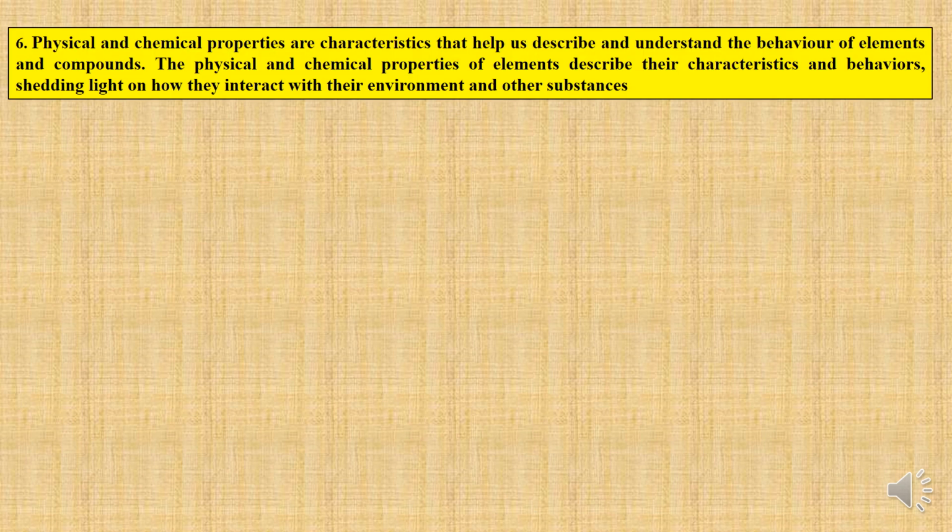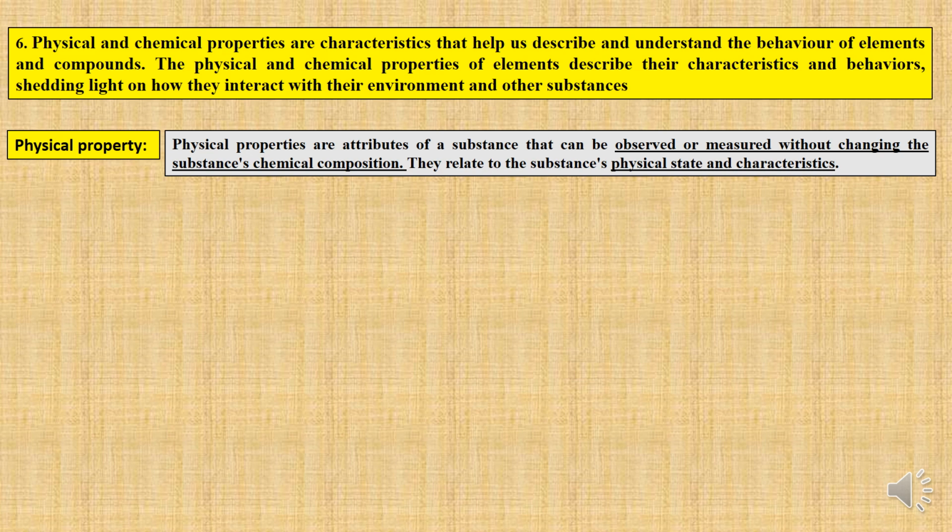What are physical and chemical properties of the elements? Physical and chemical properties of elements are characteristics that help us describe and understand the behavior of elements and compounds. The physical and chemical properties of elements describe their characteristics and behaviors, shedding light on how they interact with their environment and other substances. What is a physical property?